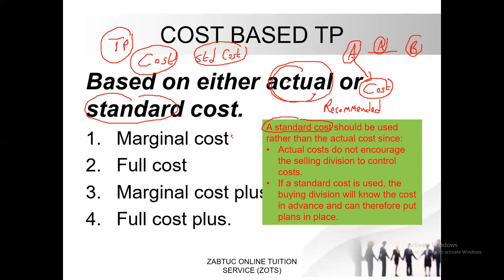This cost can be a marginal cost, purely marginal cost, or it can be a full cost. Or it can be marginal cost plus a small markup, or full cost plus a small markup. So these are the versions of costs that you can use if you don't have an external market.